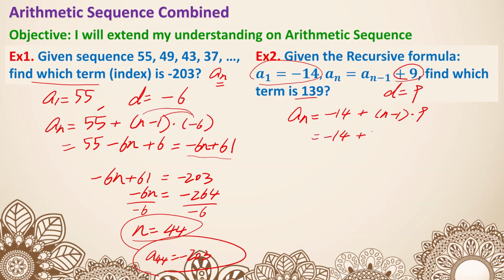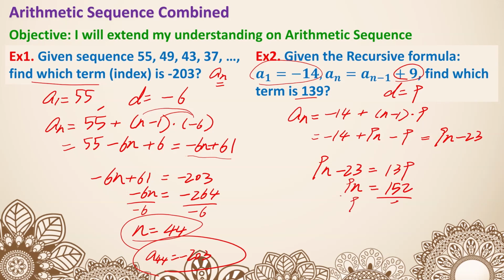So we have negative 14 plus 9n minus 9. Simplifies to be 9n minus 23. And it's asking for which term again, which again means you're finding the index. So I'm going to set 9n minus 23 equal to 139. Add 23 on both sides, we got 9n equals 162. Divide both sides by 9. That will give us n equals 18, which means a sub 18 is actually 139. There you go. That's the index.